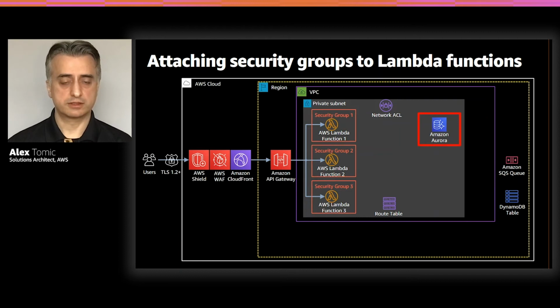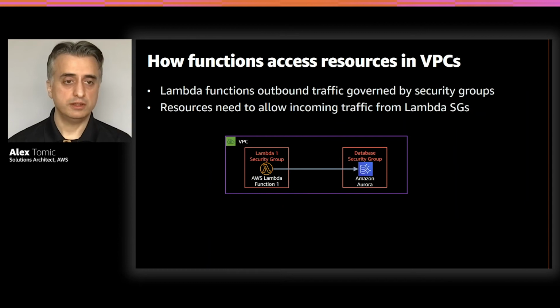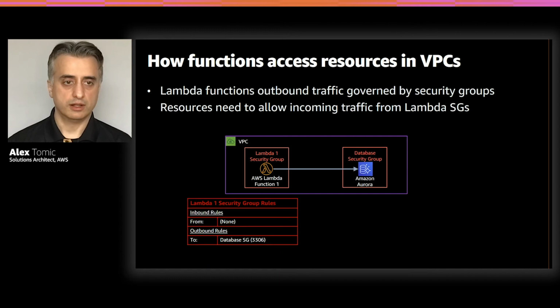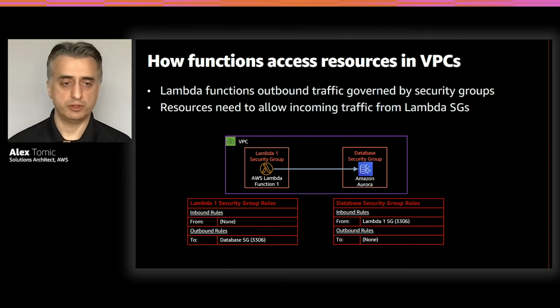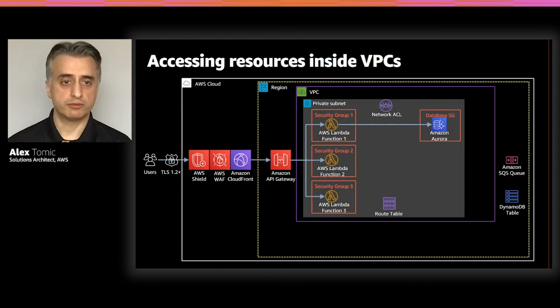Well, and now we have a next task. How do we enable that function 1 to communicate to that Amazon Aurora database that's provisioned within the same VPC? Well, in this case, Lambda functions will work just like any other resource inside of your VPC. Lambda function 1 will make outbound connections to the database. So it needs no inbound rules, but it needs outbound rules, opening traffic to the database. And the database needs to accept incoming connections from that Lambda function. Okay, so now Lambda function 1 can communicate to the database.